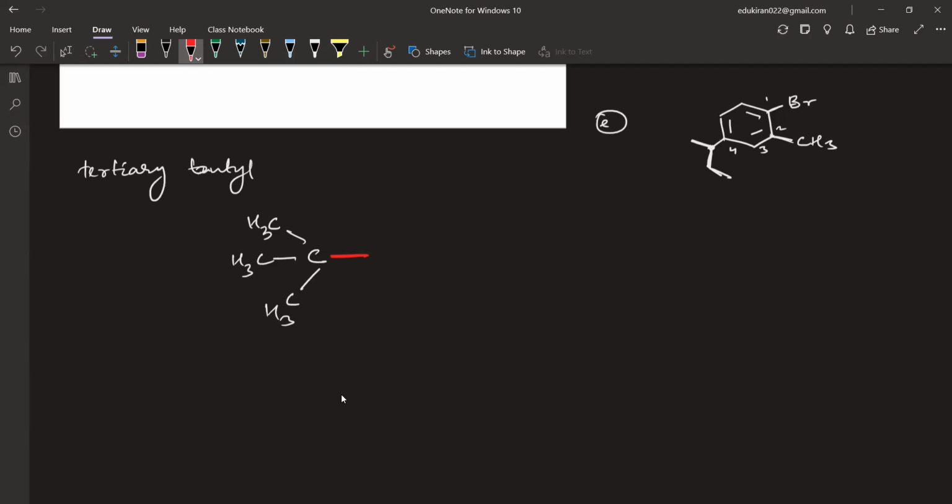And in the secondary, what do we have? In secondary, we have the simple butyl structure, but the point of attachment is on the second carbon atom. So as you can see, this carbon atom is 2 degree and this carbon atom is 3 degree. That is why it is tertiary butyl. This is secondary butyl. Is it clear?